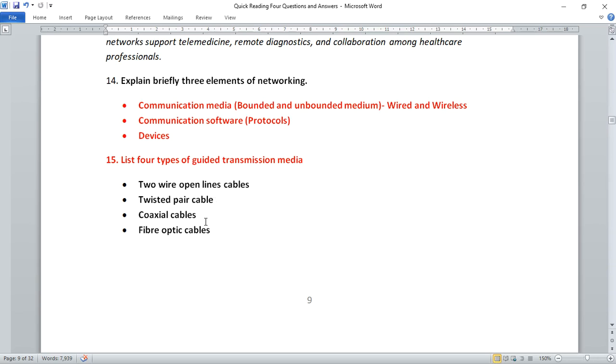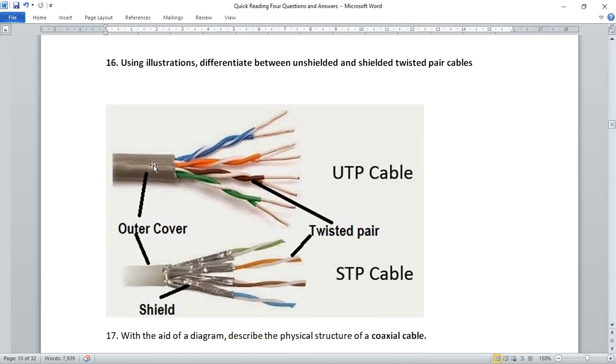List 4 types of guided transmission. When you talk about guided, we are talking about bound or wired. So we have 2-wire open line cables. We have twisted pair cable. We have coaxial cable and fiber optic. Remember, fiber optic is among the upcoming or the latest technologies in wires and most used nowadays.